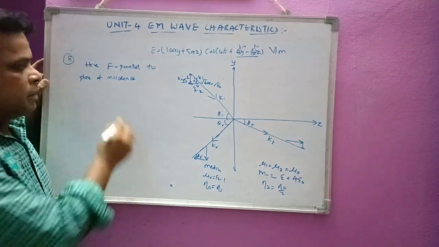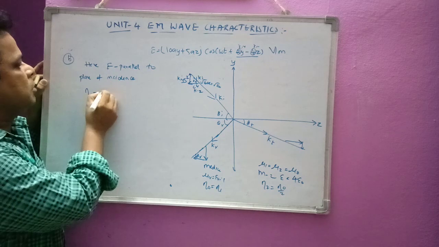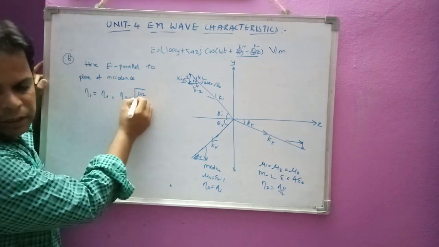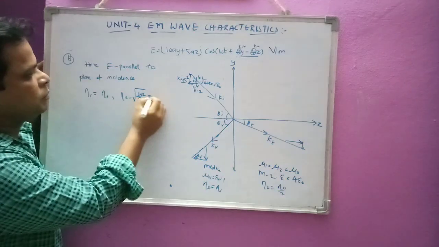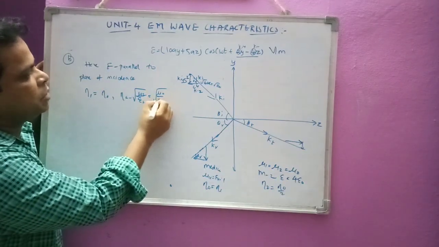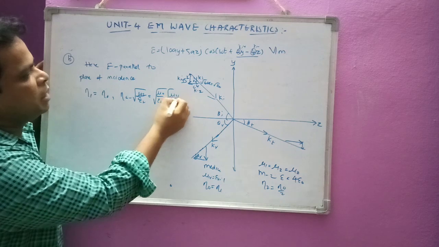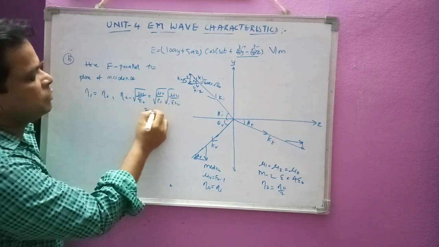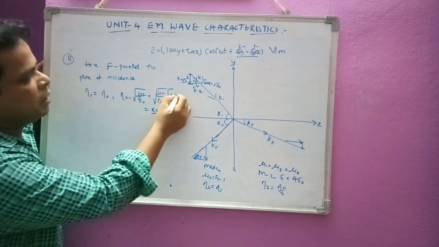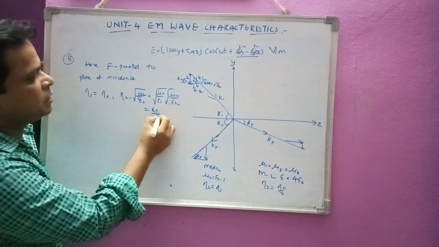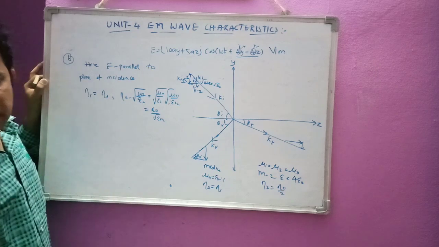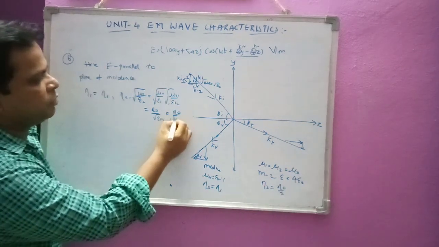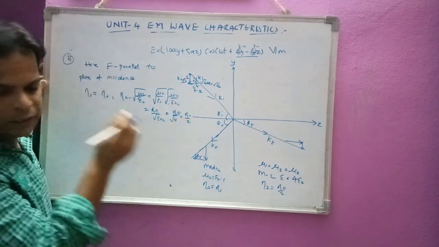So I can use eta 1 is equal to eta naught, and eta 2 is equal to the square root of mu 2 by epsilon 2, which is equivalent to the square root of mu naught by epsilon naught into the square root of mu r2 by epsilon r2. So this will be eta naught by, this value is 1 and this value is epsilon r2. And this is equivalent to eta naught by the square root of 4, that is eta naught by 2.